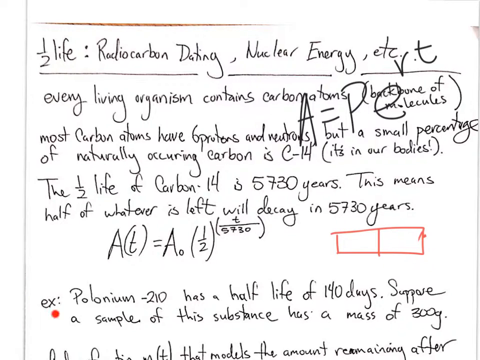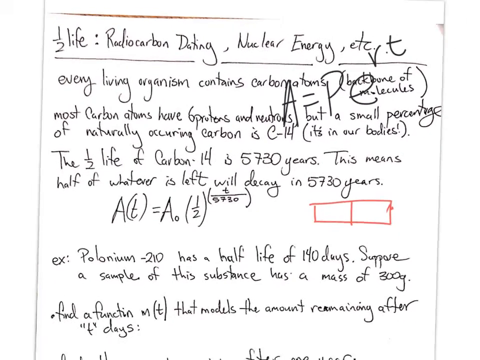So here's our example. Polonium 210 has a half-life of 140 days, so that's pretty radioactive.